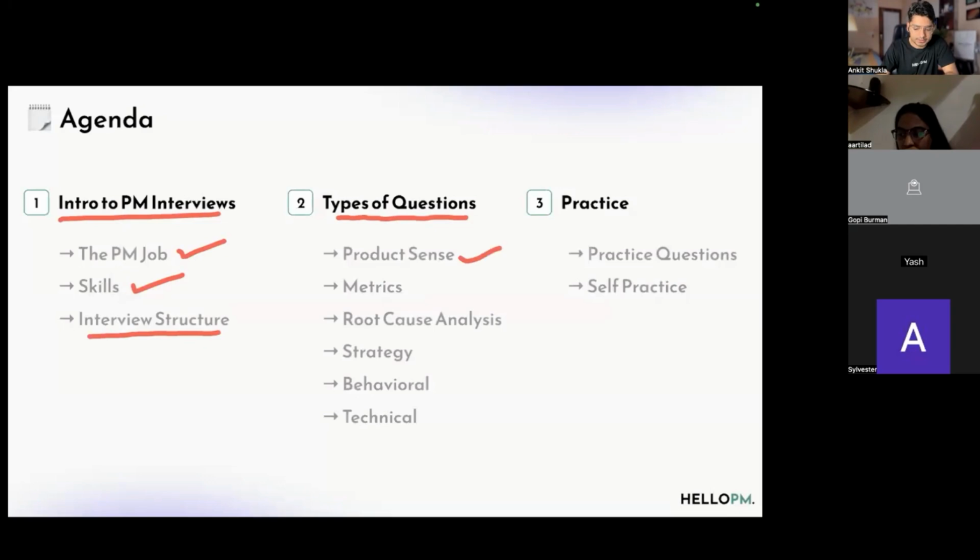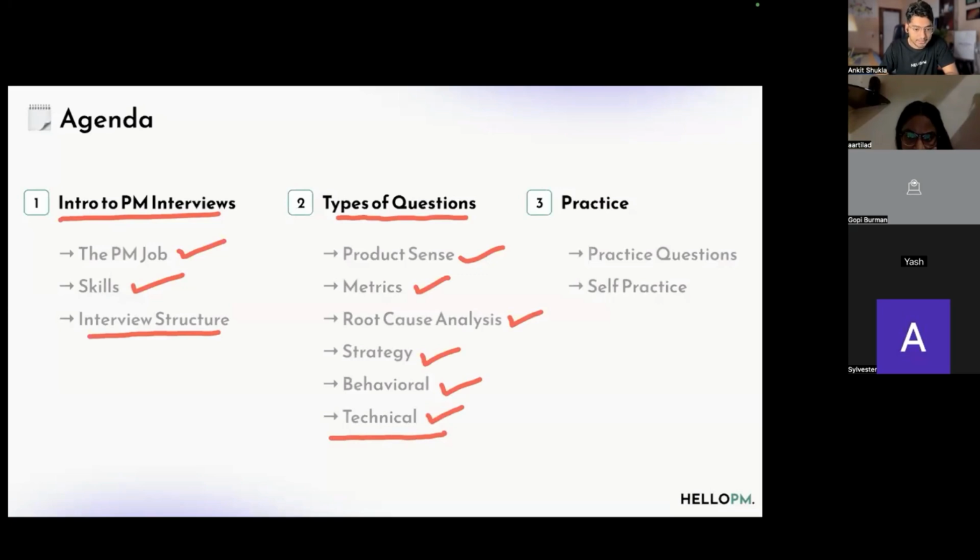The first is product sense questions. Then we'll talk about metrics questions, then root cause analysis questions, then strategy questions, then behavioral questions. And then eventually we'll talk about one of the most important parts, which is technical questions.